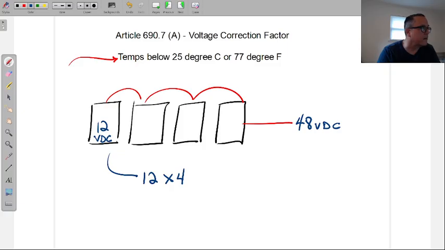Same thing for the batteries. I mean, that's a high voltage. I thought it was somewhere in the 50s, but yeah, 500 DC for that one.